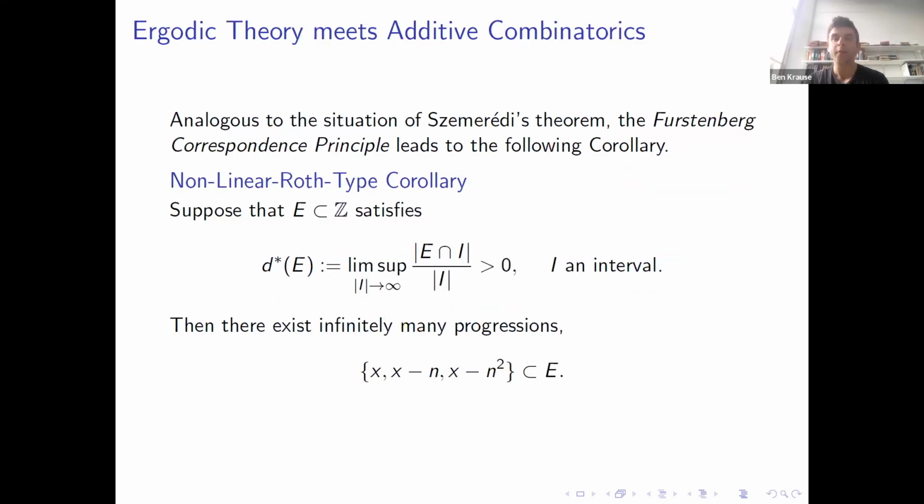And analogous to Szemerédi's theorem, by a transference argument, you can deduce the following type of nonlinear Roth corollary. Again, you start with a subset of the integers that's fairly big. I occupy a positive proportion of a sequence of intervals that extends to infinity. And the conclusion is that there exist infinitely many nonlinear three-term progressions, x minus n and x minus n squared, that all live inside your set.